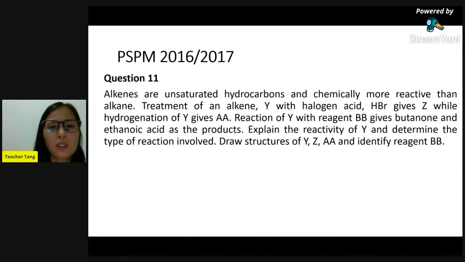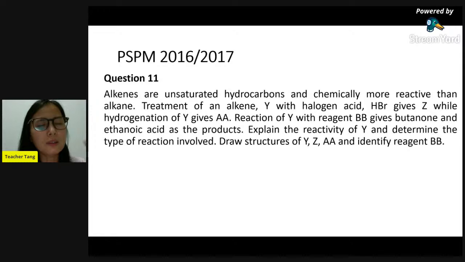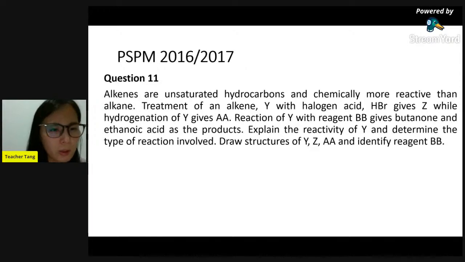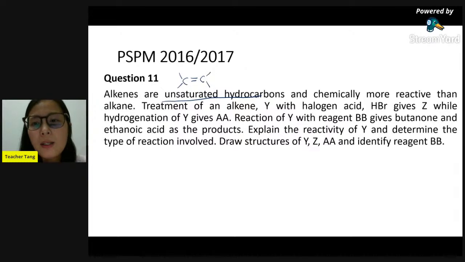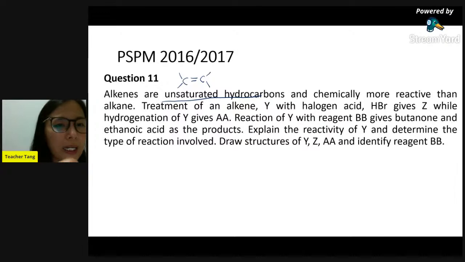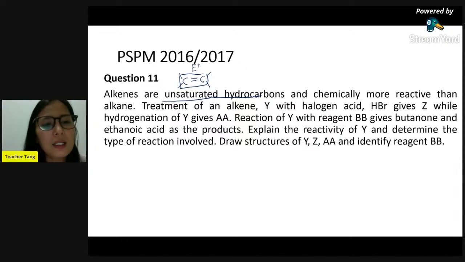So we practice more, using the concept of alkane and alkene that we learned. Shall we look at this question? Alkene is an unsaturated hydrocarbon because it has a carbon-carbon double bond. It is chemically more reactive than alkane. Yes, correct. Because of the carbon-carbon double bond, alkene tends to be attacked by electrophiles. That's why they are more reactive than alkane.